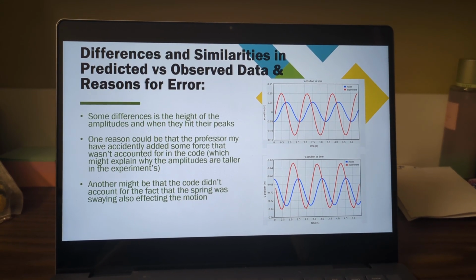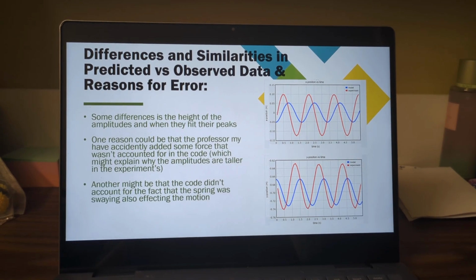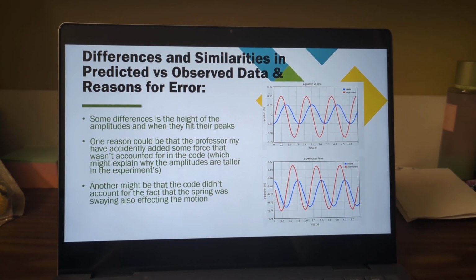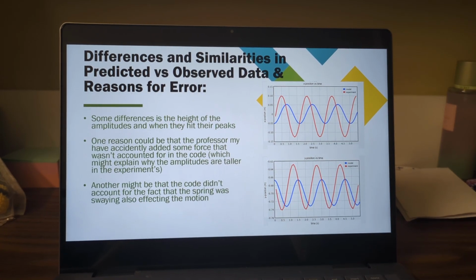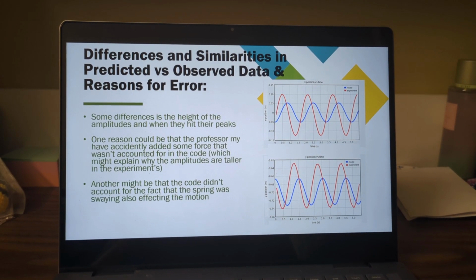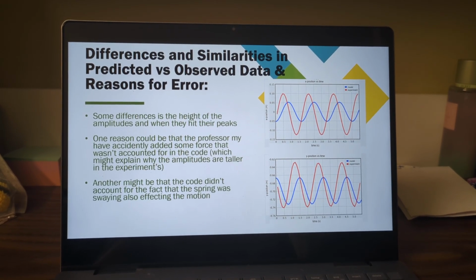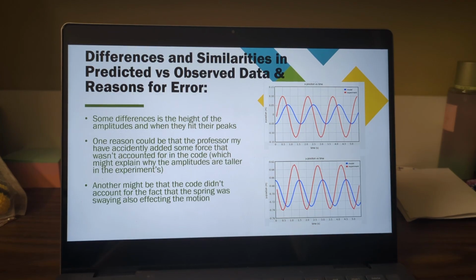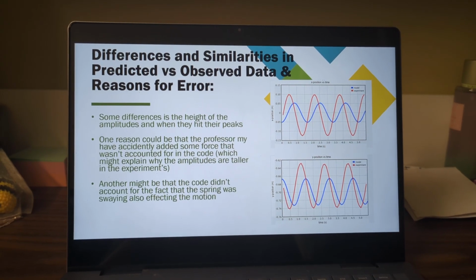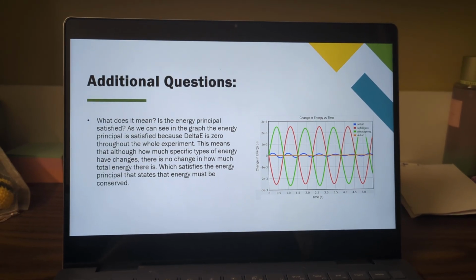Differences and similarities. Some differences are the height of the amplitudes and when they hit their peaks, like what time. Some reasons for error. One reason could be that the professor may have accidentally added some force that wasn't accounted for in the code, which might explain why the amplitudes are taller in the experiment. Another might be that the code didn't account for the fact that the spring was swaying, which also affected the motion.